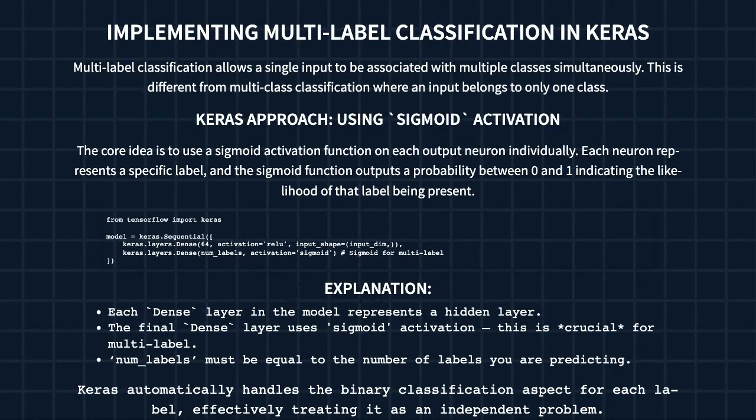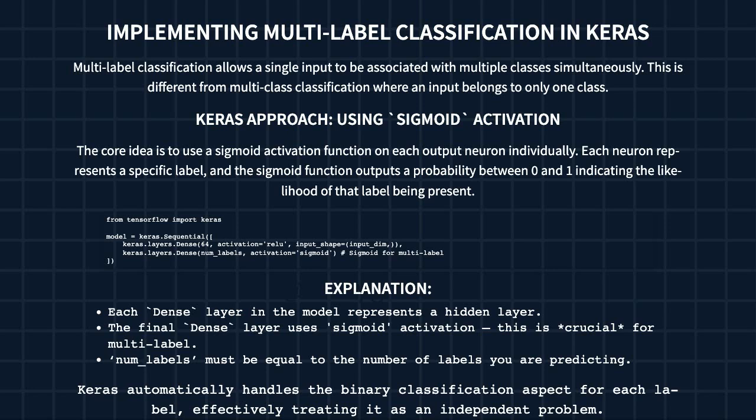Okay, let's talk about multi-label classification in Keras. Basically, this is when a single piece of data can belong to multiple categories at once. Think of classifying images with multiple objects or documents discussing several topics simultaneously. The key here is how we set up our output layer.